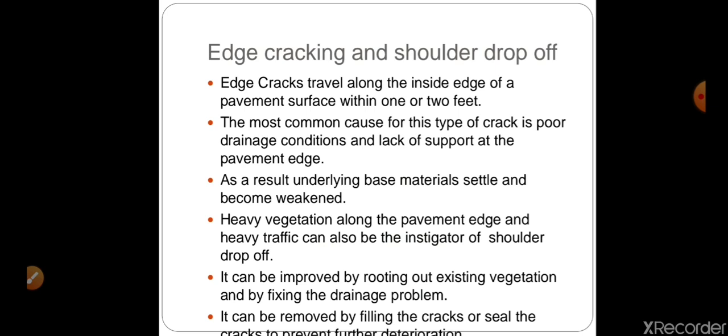As a result, the underlying base materials settle and become weakened. Heavy vegetation along the pavement edges and heavy traffic can also be instigators of the shoulder drop off. It can be improved by rooting out existing vegetation and by fixing the drainage problem. It can be remedied by filling the cracks or sealing the cracks to prevent further deterioration too.